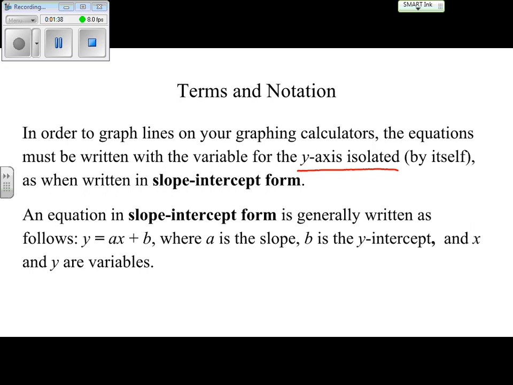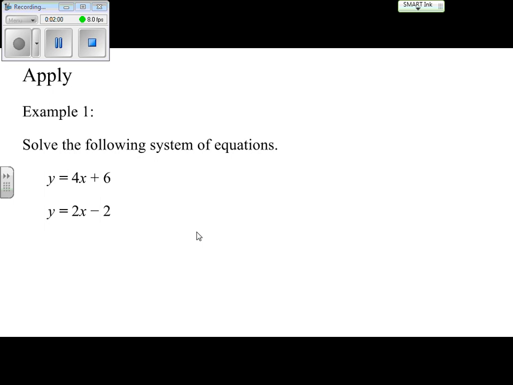And one common way to get the y variable by itself is to write it in slope-intercept form. We talked about that in the last video, but again, slope-intercept form, we often refer to it as y equals ax plus b or y equals mx plus b. But again, the most important part of this is simply getting y all by itself so that we can get it into our technology.